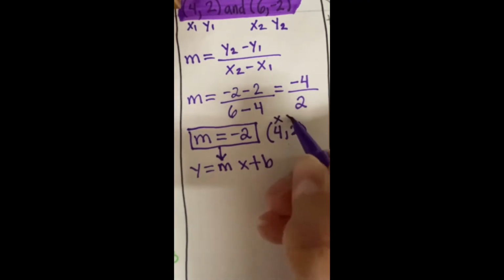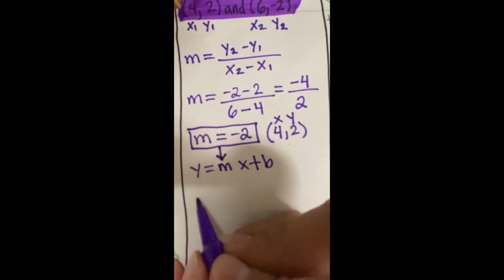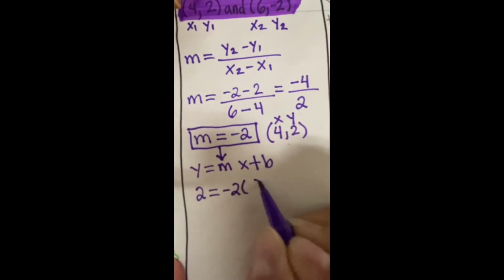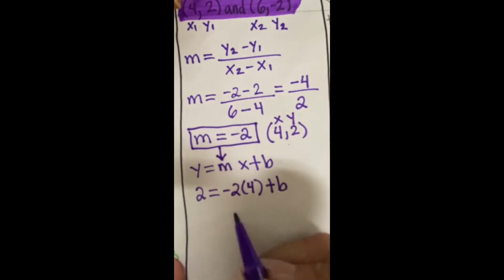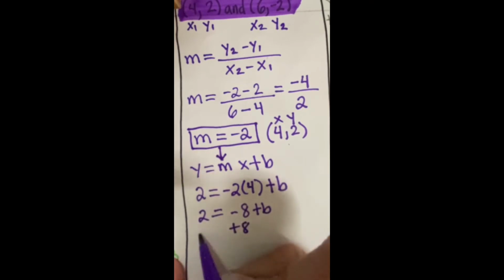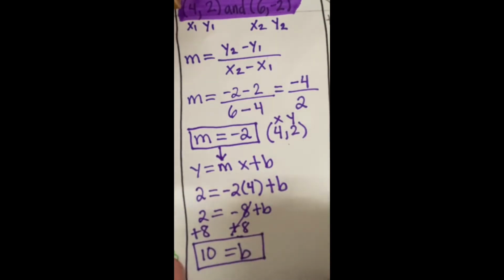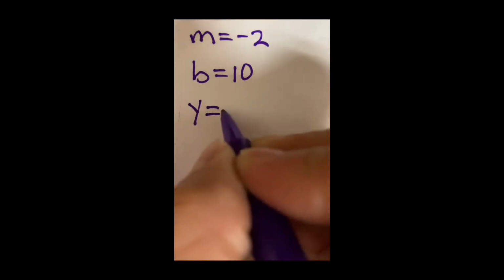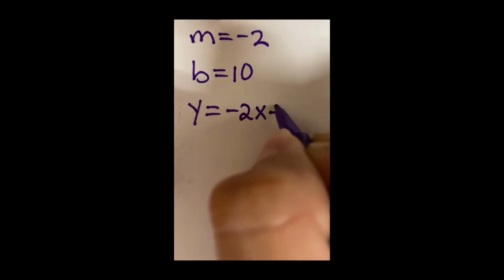And this is your x, this is your y. So let's go ahead and substitute. So y is 2, so I'm going to write 2 equals my slope, which is -2 times x, which is 4, and then plus b, that's what we're looking for. Multiply -2 times 4, -8, then we have plus b equals 2. And then let's get rid of the -8 by doing plus 8 to both sides. This is going to zero out. b equals 10. So you have found your y-intercept and your slope. So now we can write the equation. It's going to be y equals your slope, x, plus your b.